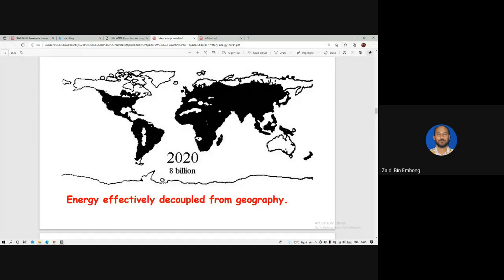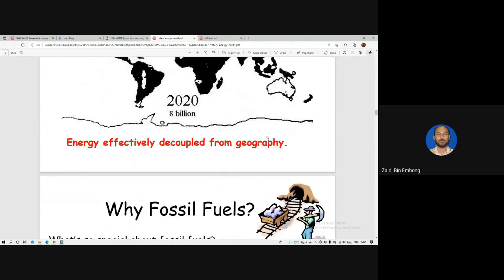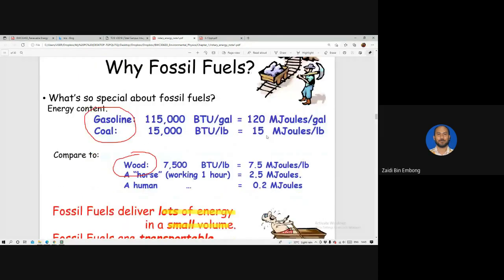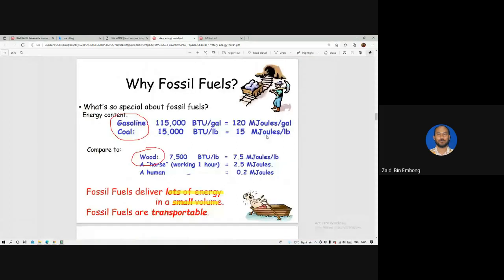Now we finish on this. This is what we need to consider: what happens in terms of energy, especially in the area of Malaysia, Indonesia, and so on. Now, why fossil? Why is the fossil so special? Because the answer is that fossil fuel contains carbon.